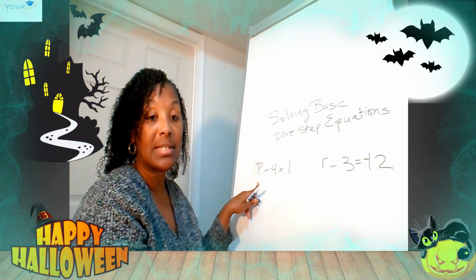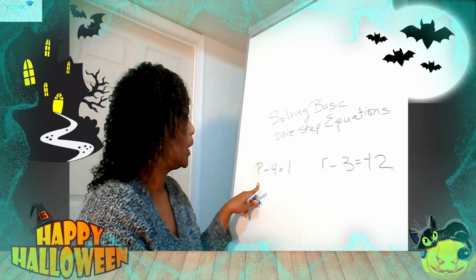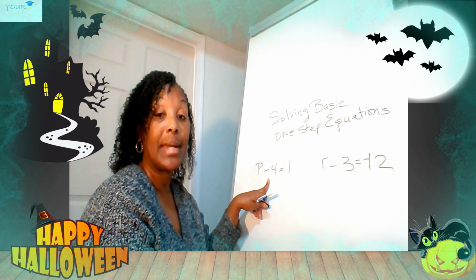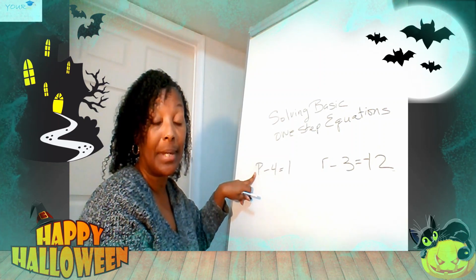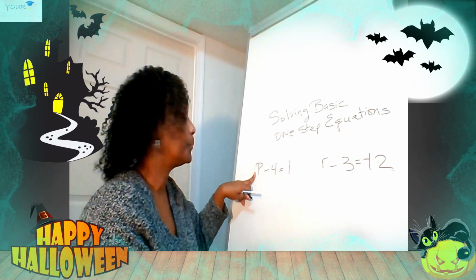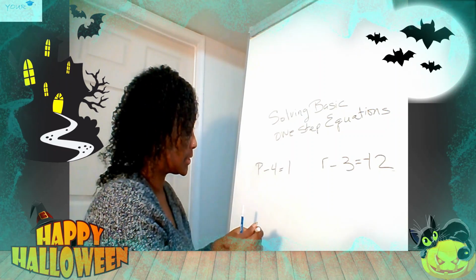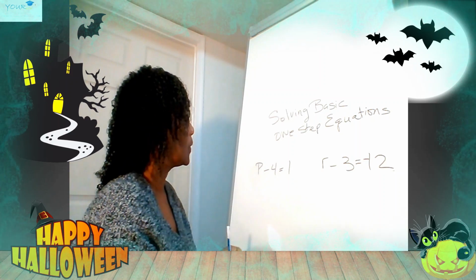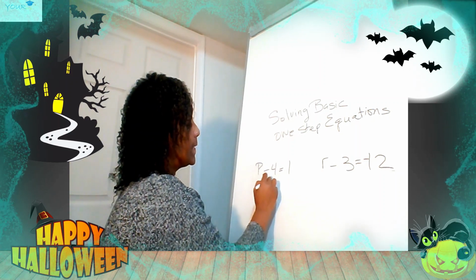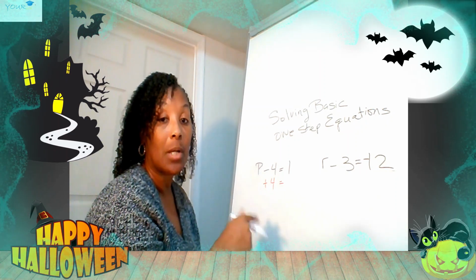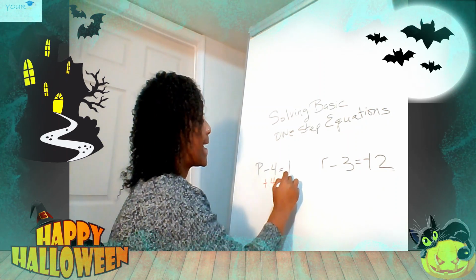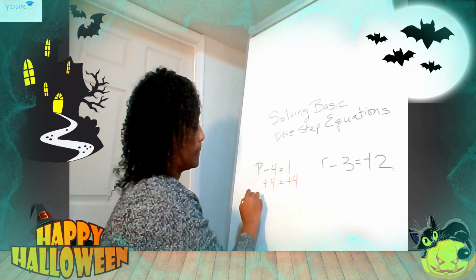Okay, so now in order to solve this equation, we know that we need to get rid of our negative 4 because we need to isolate our p. We need to get that p alone by itself. So in order to do that, we're actually going to add 4 here. And remember, what we do on one side, we must also do on the other side. So we're going to add a 4 here as well.